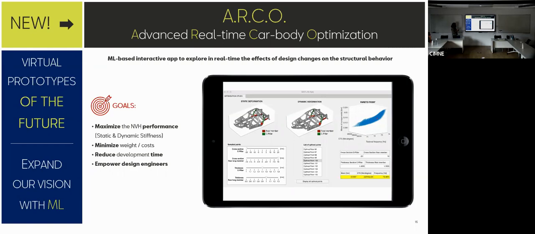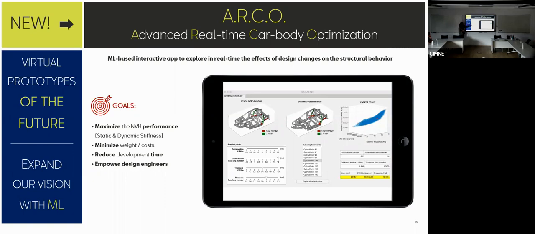It's a machine learning-based interactive app, which allows us to explore in real time how changes in certain design variables can affect the final structural behavior of the car in this case. Our goal here was to maximize the NVH performance of the car. NVH is the noise, vibration, and harshness performance of the car. So basically, a quantity of interest which is related to the static and dynamic stiffness of the structure. And this gives some information about the comfort of the drivers inside the car during the driving experience.